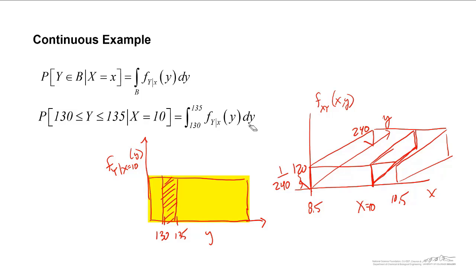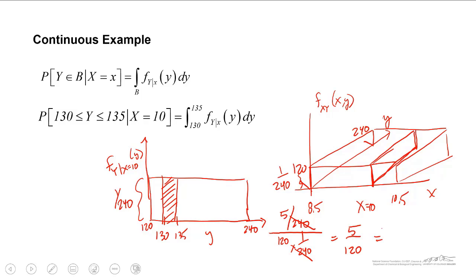Because this height is 1 over 240, and the total width of this big rectangle is 120 to 240, which is 120, 120 times 1 over 240 is the area of the outside rectangle. That's going to be on the denominator of our probability, and then the area of the shaded region is 5 over 240. So the 240s cancel, and we end up with 5 over 120, which is equal to 0.042. So that's how you can determine these conditional probabilities.